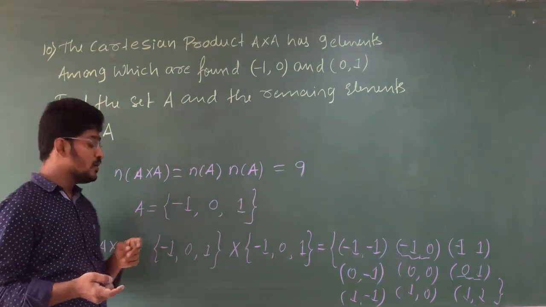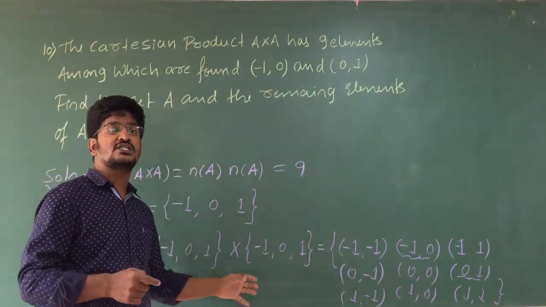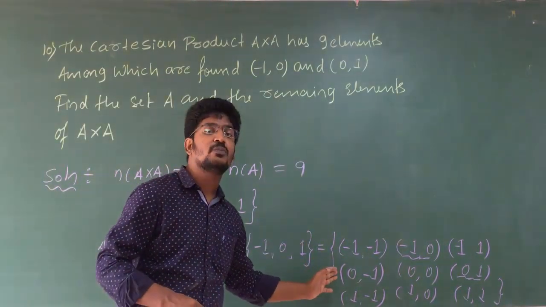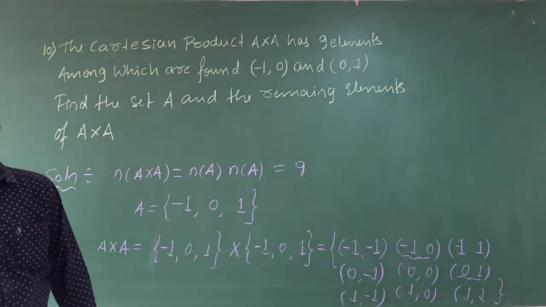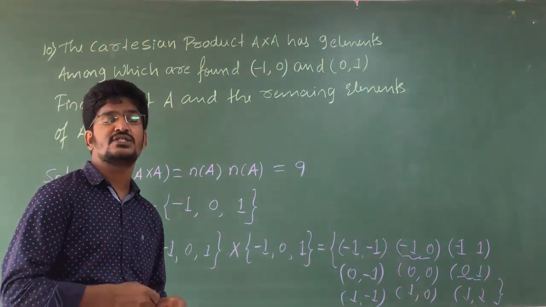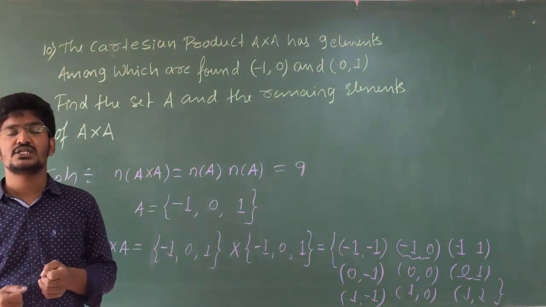Now they are asking what is the cross product of A cross A. So make a cross product of these two sets. Already you know how to write the cross product elements in the form of ordered pairs. If you write the ordered pairs, this will be your answer. Okay. So here ends your exercise 2.1. So now let us continue with next concepts.